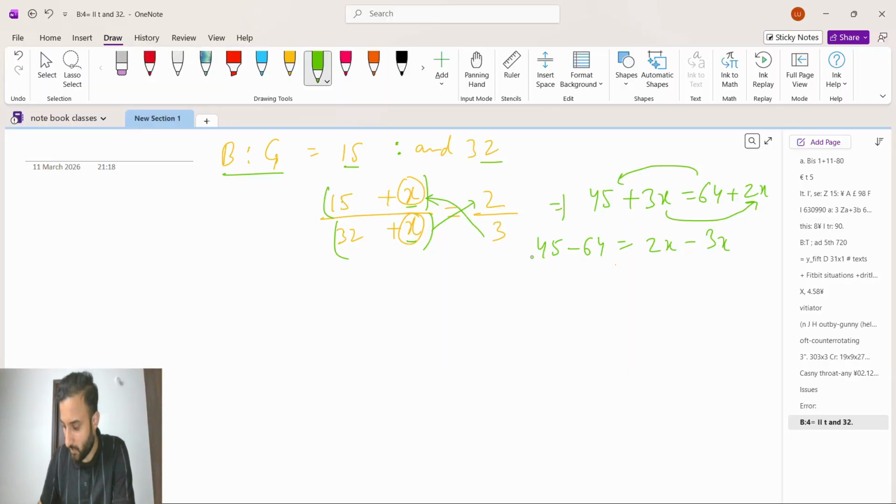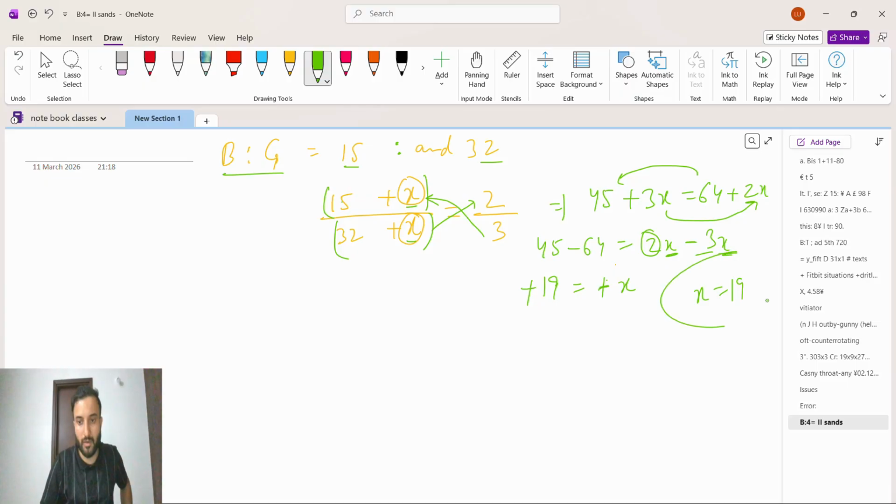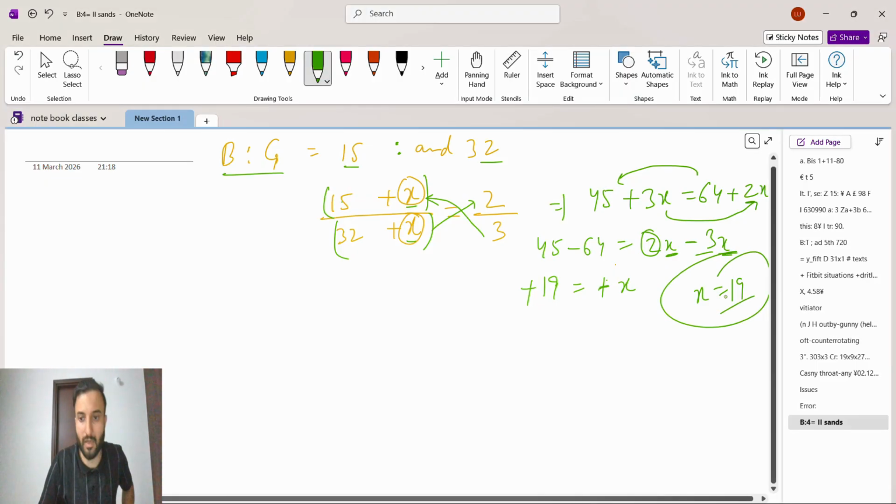So 45 minus 64, minus 19, equals 2x minus 3x. As you know x is the same, you will write the x and then 2 minus 3, you will get minus 1. Minus 1 is nothing but this minus x. Minus minus will get cancelled, x equals 19. Yes, the answer is 19.